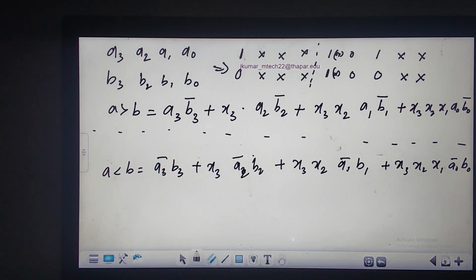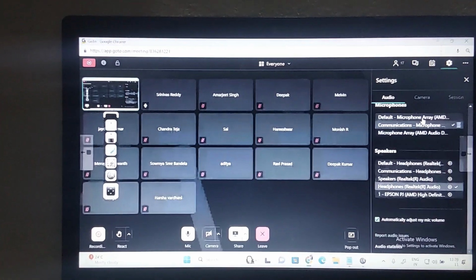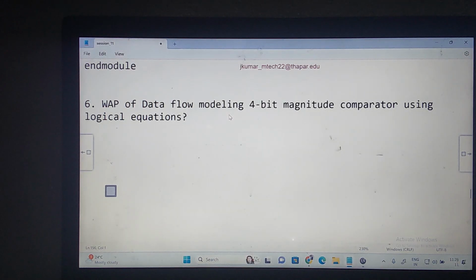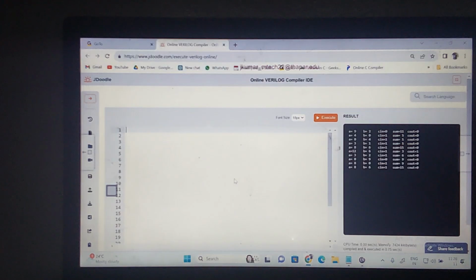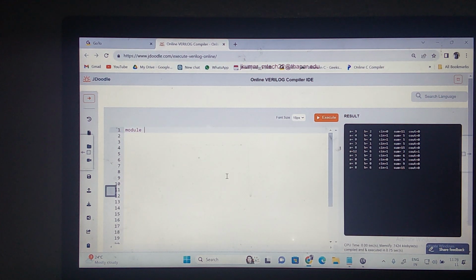Now can you write a program for this using the dataflow modeling technique? Write a dataflow model of a 4-bit magnitude comparator using logical expressions. Let's delete this module. Module name, I'll use comparator. Ports: inputs A, B. Outputs AGB, meaning A greater than B, then AEB, meaning A equal to B, and ALB, meaning A less than B.